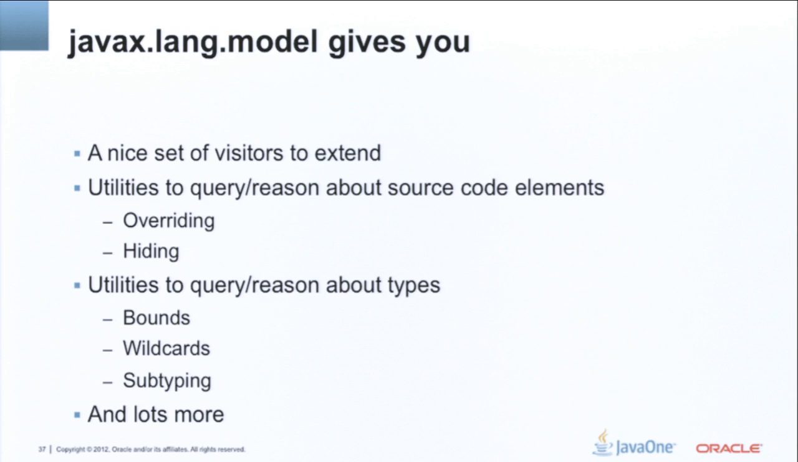And there are also utilities for the type part, where you can ask and query about bounds and wildcards and subtyping and all that. So this is a much more complete API to talk about Java source code and, to a certain extent, Java semantics.